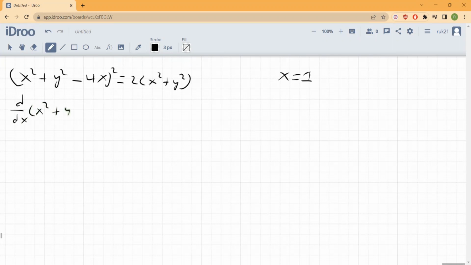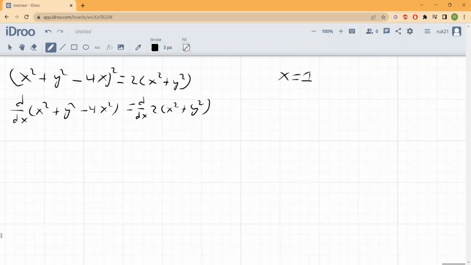So we're going to go x squared plus y squared minus 4x squared equals 2x squared plus y squared. Oh, and d/dx on the other side too, of course. d/dx of 2x squared plus y squared. Does that make sense? Yep.